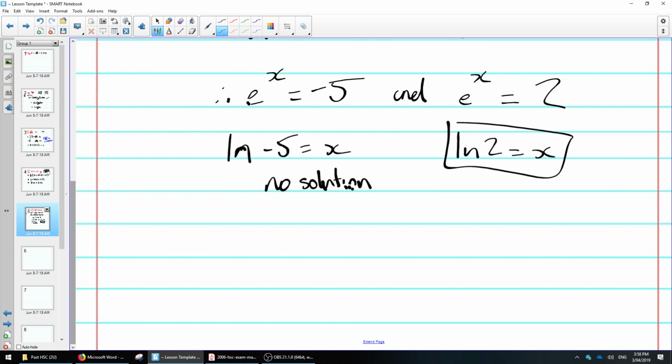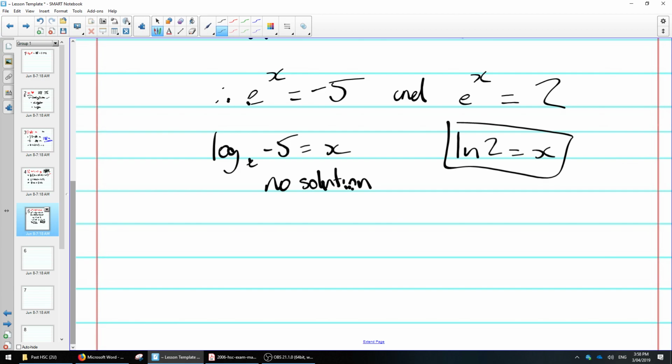How come that one's ln and that one's log? It's the same thing. It's not the same thing. I was writing log base e. Yeah, log base e. Log e of negative 5 is the same as ln of negative 5. Okay, so if you write log e 2, it would be the same. Yeah, log e 2 would be fine.